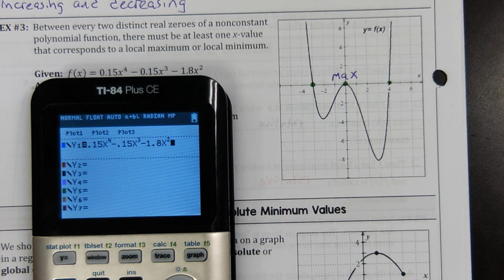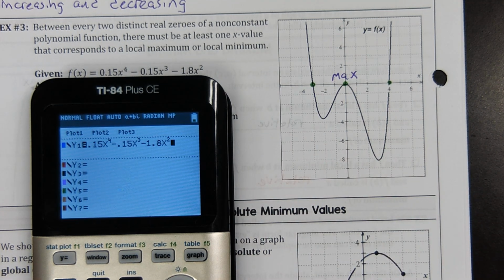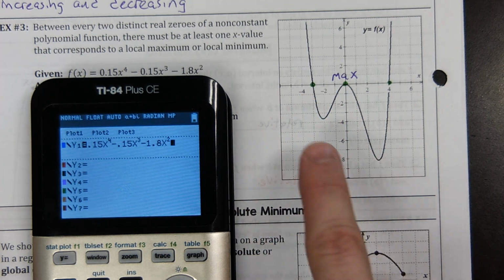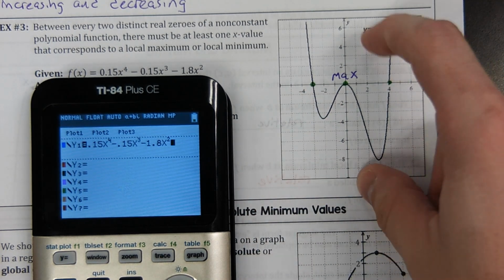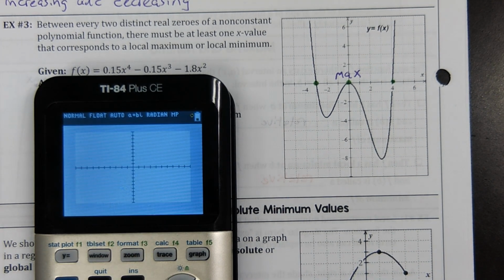And you could use zoom 6, which is the standard 10 in all 4 directions, or you could just adjust the window from x's go from negative 6 to 7, and y's go from -10 to 7, but who cares? Zoom 6 will work just fine. Zoom 6, the standard zoom. Because at this point, we're just hunting for the minimum and the maximum. Well, we know where the maximum is. It's at 0, 0. So we're just hunting for the two minimums.